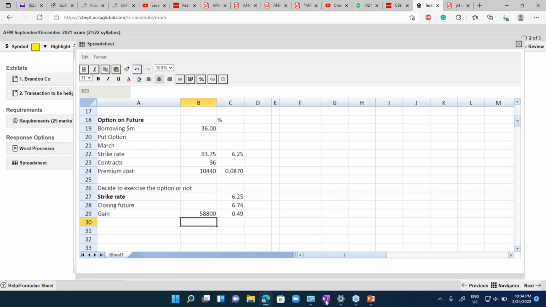If you say, sir, I don't want to use a tick, there is another way. Number of contracts 96, contract size 500,000 into 0.49% into 3 by 12, because the options are of 3 months.